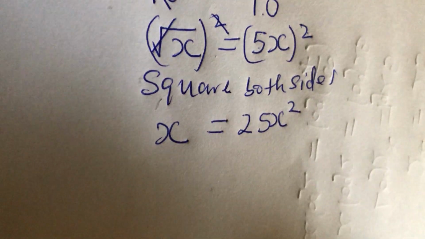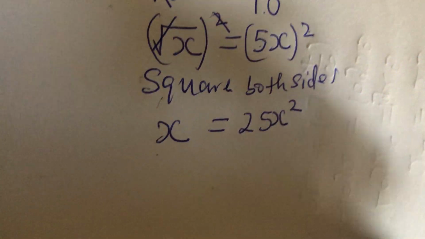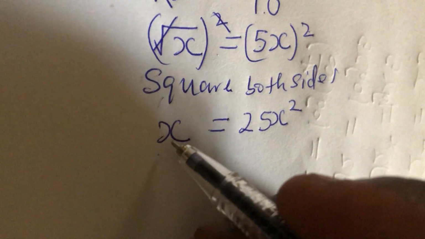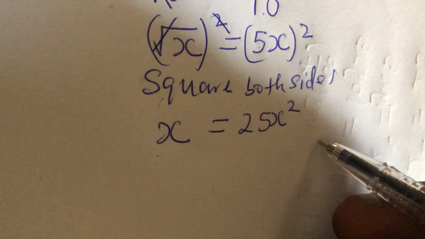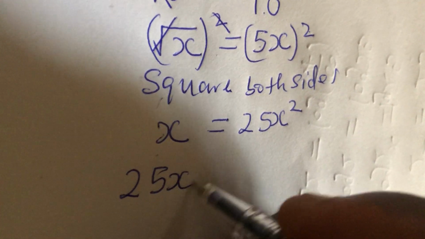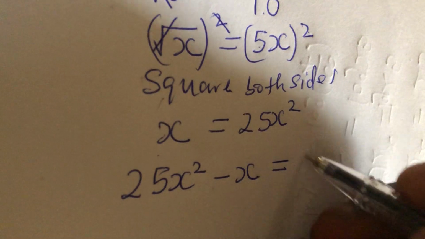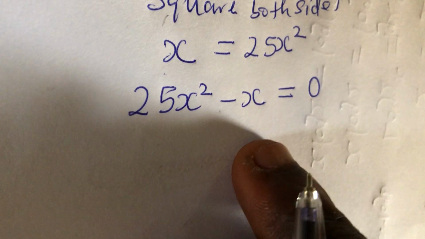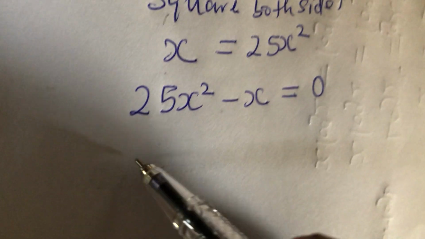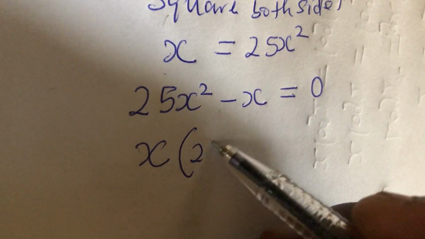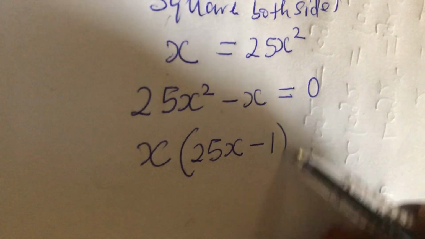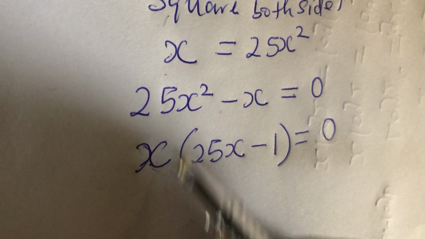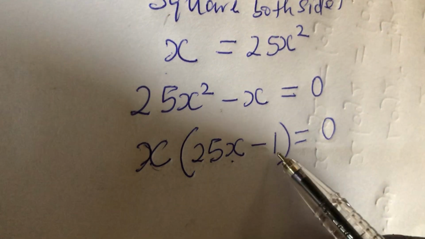Now we are not done. Most people will choose to divide both sides, but this is a quadratic expression, so we have to resolve this. If we subtract x from both sides, we move this x to the other side, it becomes 25x squared minus x is equal to 0. So from here we can factorize. What is common? x is common. So that will now be x open bracket 25x minus 1 close bracket is equal to 0, because by the time we divide by this factor x, we will get 25x minus 1.